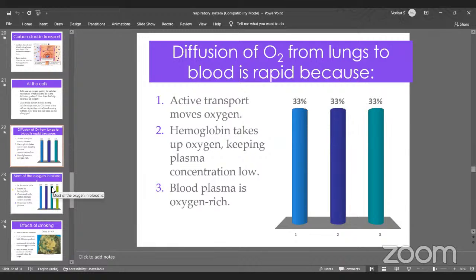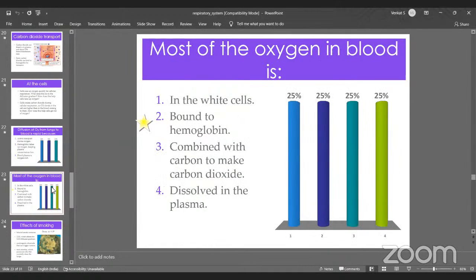Then the next question: where is most of the oxygen in the blood? It is bound to the hemoglobin. In the red cells, 25% is bound to hemoglobin and combined with carbon dioxide, and 24% is dissolved in the plasma. Mainly it is bound to hemoglobin. Most of the oxygen in the blood is bound to the hemoglobin.